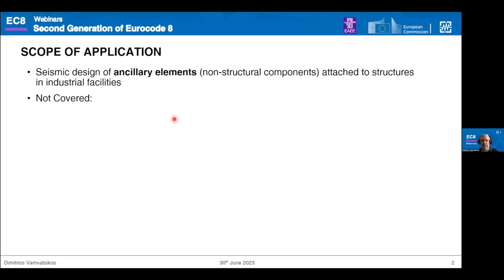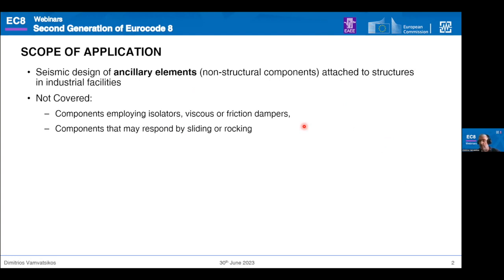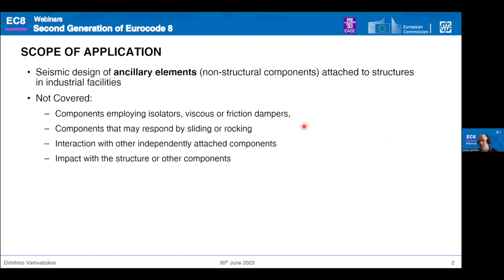And of course, what we do not cover is components employing isolators, viscous or friction dampers, or components that may respond by sliding or rocking. Kind of unusual, but it may happen. Also not covered: interaction with other components or the structure itself, and of course, no impact risk. Functioning or process interdependencies are a very important thing, but best left to specialized discussions and not just the basic structural design.